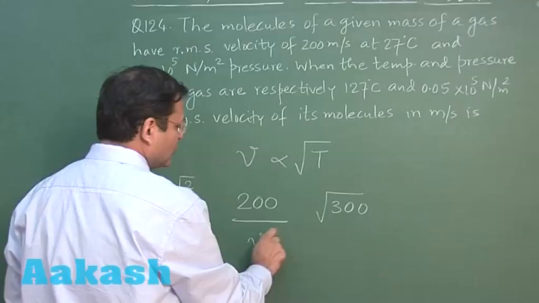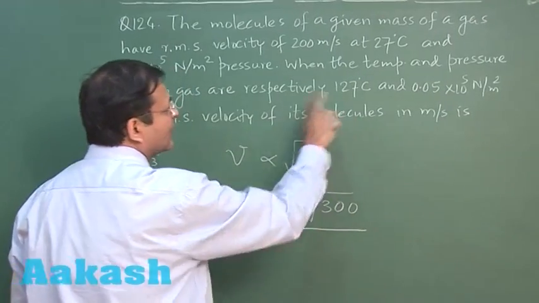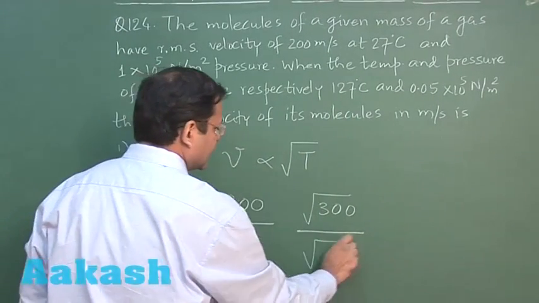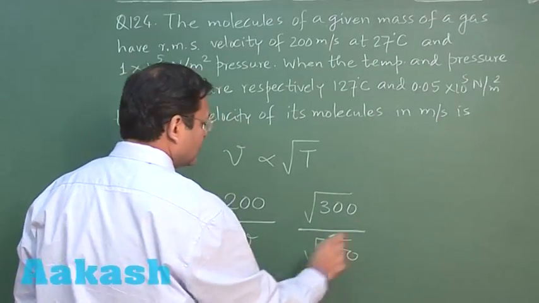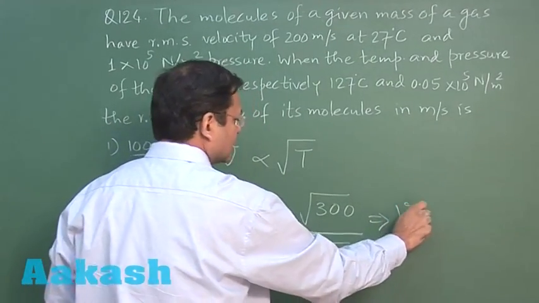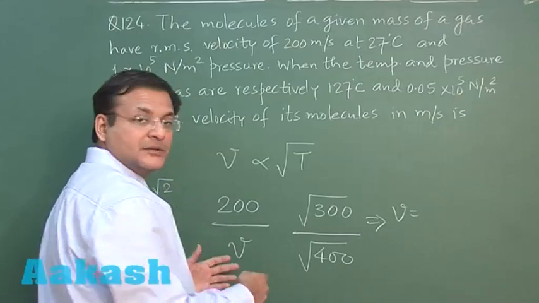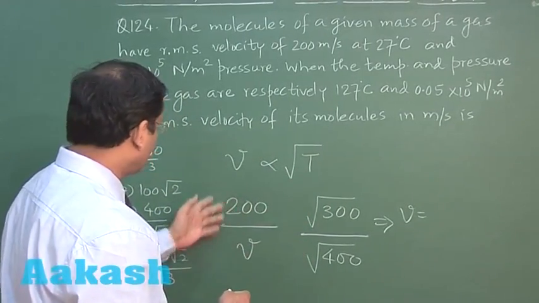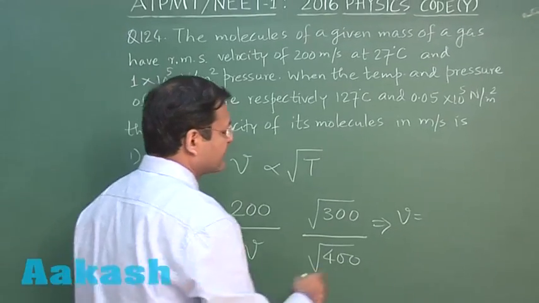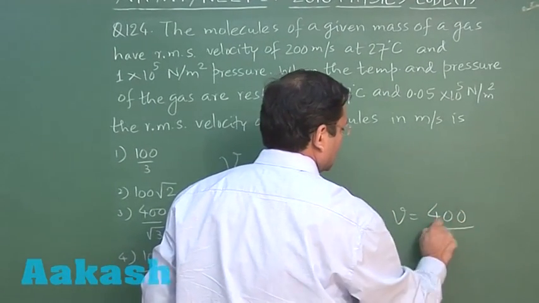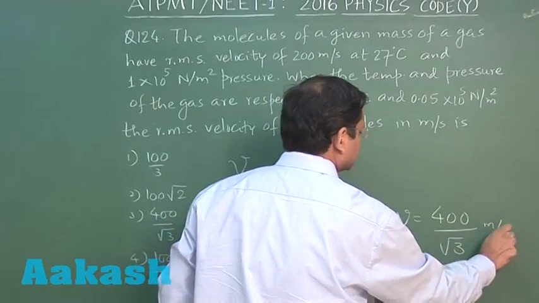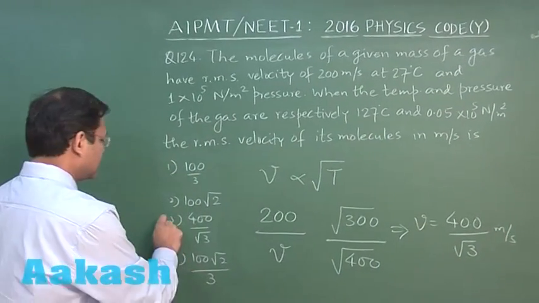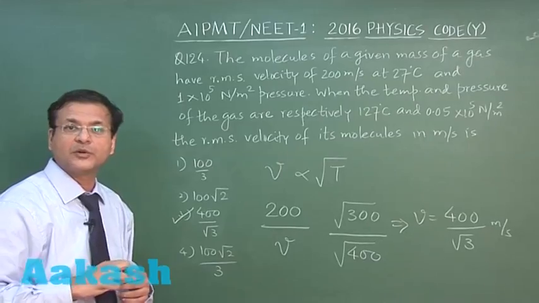And the value you are supposed to calculate, that is at 127, that is 400 Kelvin. Now if you calculate the value here, V, so that will be how much? If you consider this, that is under root 3 by, so 400 by root 3, that is the answer I will be marking. That is option number 3 will be the correct option for question 124.